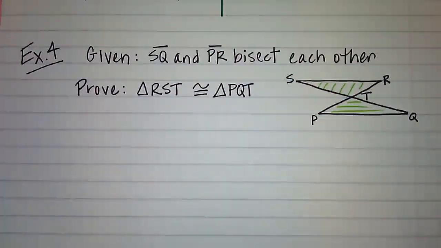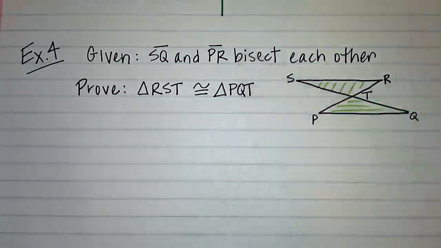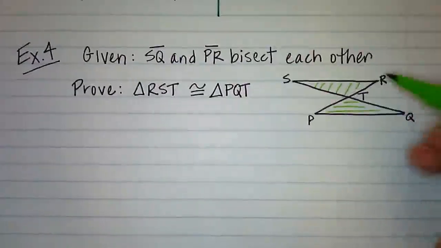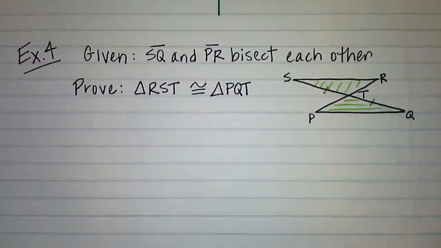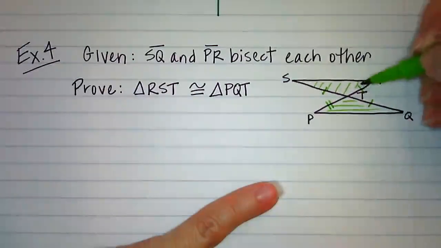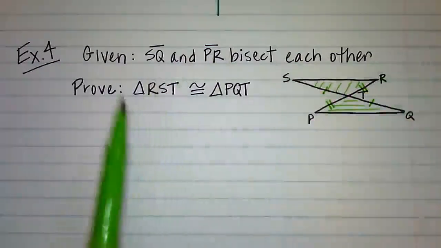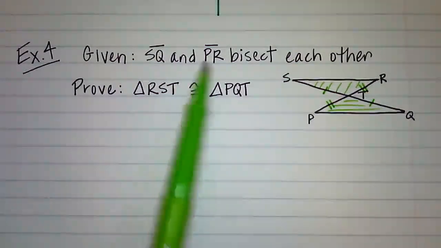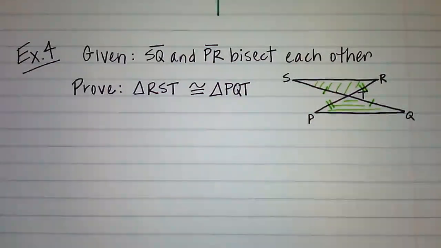Now SQ and PR bisect each other. Okay, so here we go with that bisect again. So SQ and PR cut each other in half. So what that means is that when PR crosses SQ, it cuts SQ into 2 equal pieces. And then when SQ crosses PR, it cuts that into 2 equal pieces. Now, they're not necessarily equal to each other. It didn't say that SQ and PR were congruent. But that does give me 2 sides of this triangle with 2 sides of that triangle. So now we need something else.